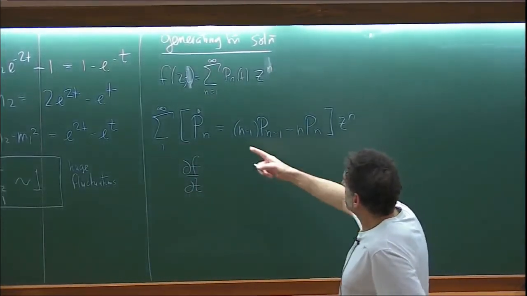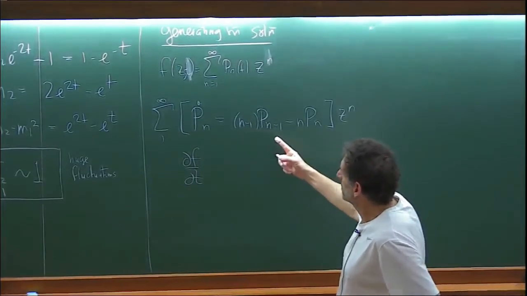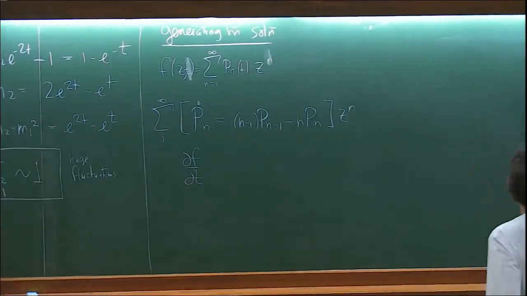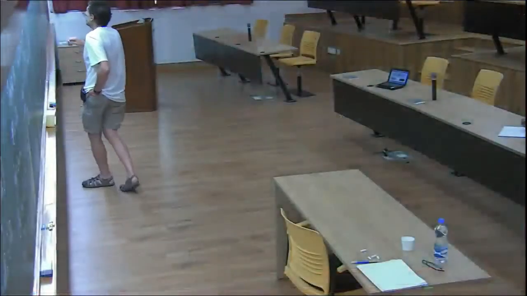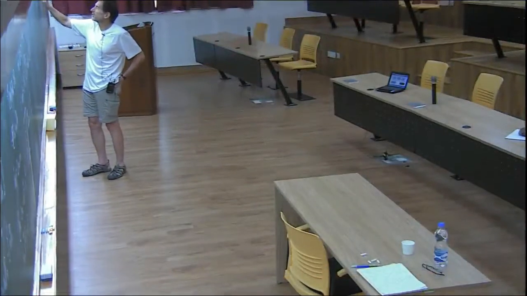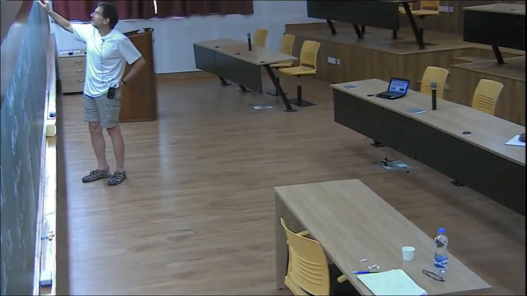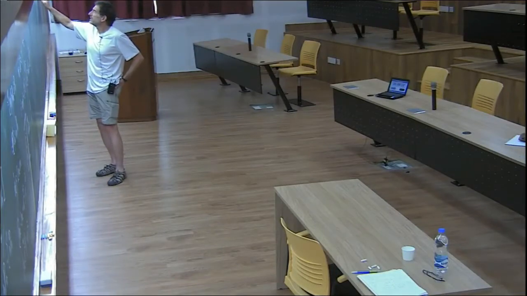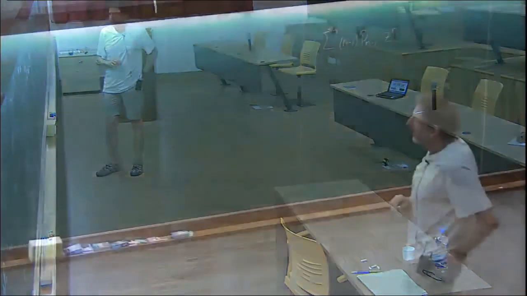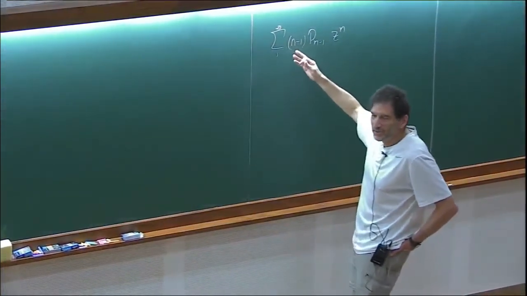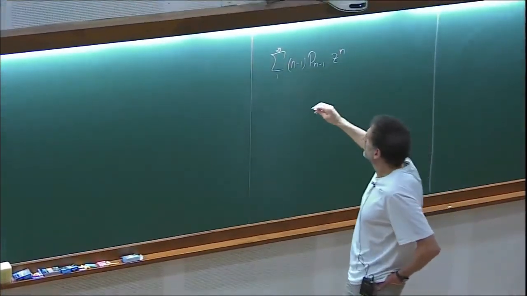Okay, so now we have (n-1) P_{n-1} z^n. What do we do with it? Let me do a little worksheet over here, because it's just a bit of busywork. So we have something that looks like the sum from 1 to infinity of (n-1) P_{n-1} z^n. You see that there's an n minus 1 in front, which somehow ought to be generated by doing a derivative. So let's do that.